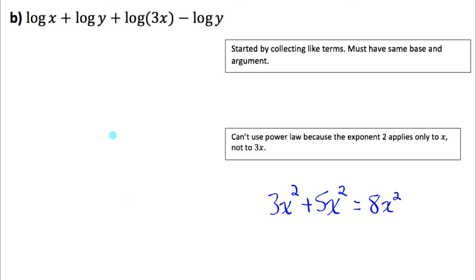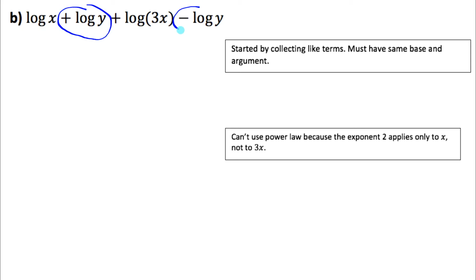So how can we apply that to logarithms? Well, for logarithmic terms to be like terms, the logarithm has to have the same base and the same argument. So for example, this positive log y and negative log y, they both have base 10 and their arguments are both y. So the bases are exactly the same and the arguments are exactly the same. So we could collect them like terms just by adding their coefficients. So 1 plus negative 1 is 0, right? Log y minus log y is 0.